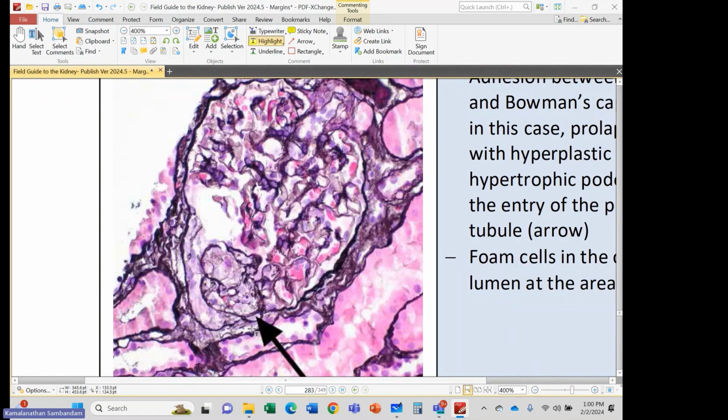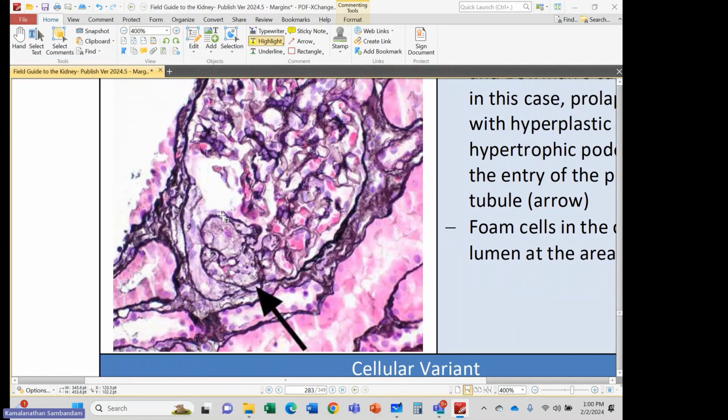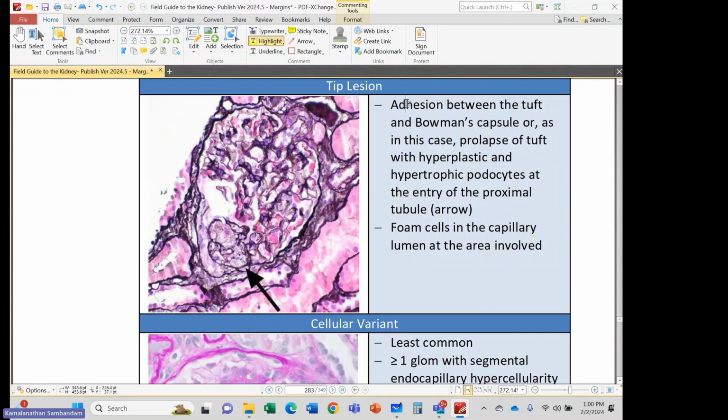at the glomerular tip where it juxtaposes with the proximal tubule, we call this a tip FSGS. Okay, this is not really an area of sclerosis. Sometimes it can be. Often there is a little bit of what we call a synechia, a kind of a tether, an area of sclerosis that is tethering this tip lesion to the epithelium, so that adhesion can be there, or some people would call it synechia.